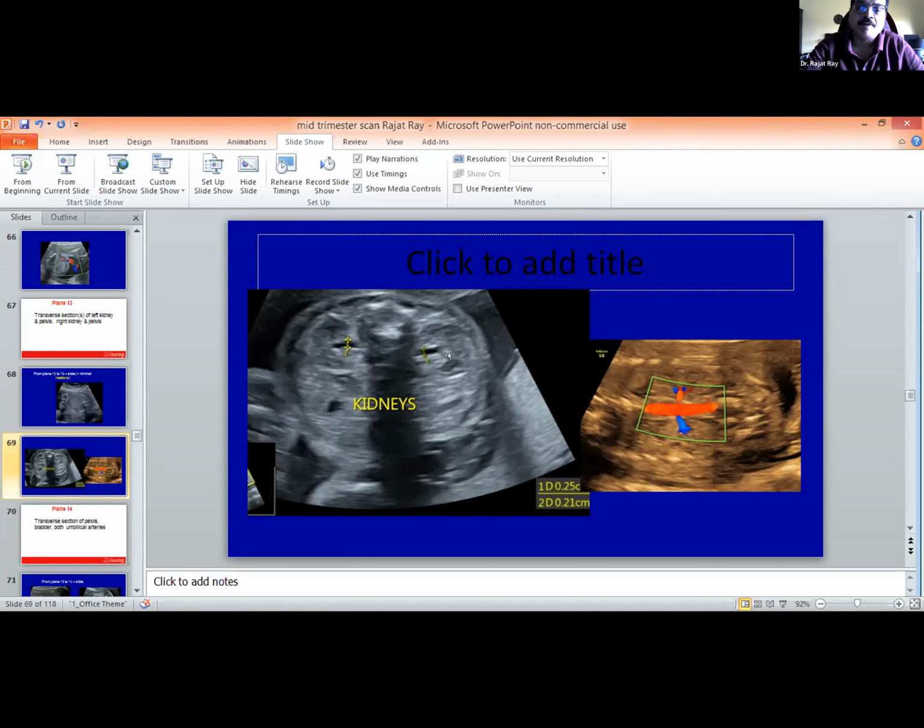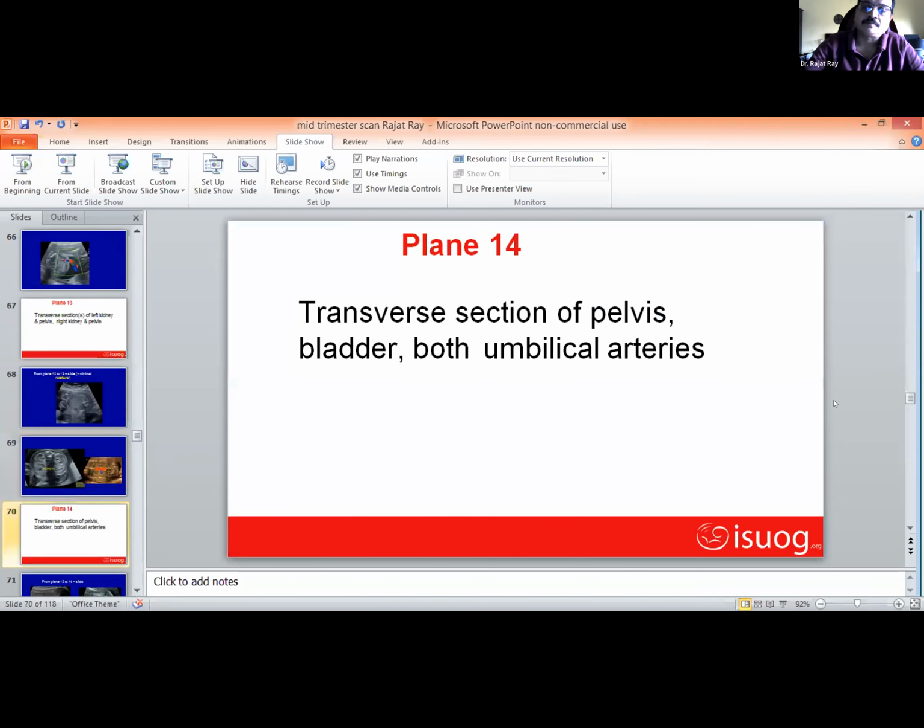If you are suspecting or not able to see the kidney, you can take a coronal section and put on the color. You can see the renal vessels, renal arteries traversing the kidneys if the kidneys are present. If the kidneys are absent, you will not see these arteries.